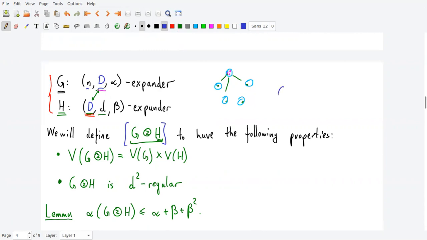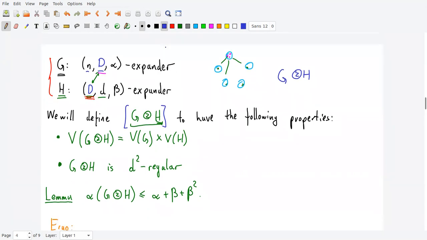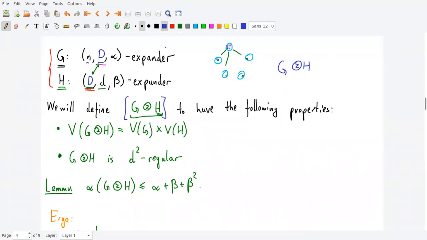This is usually denoted G zigzag H. Unfortunately, in TeX there is no way of writing this. You need to use some other hacks to do it. And this graph will be a graph with the following properties.